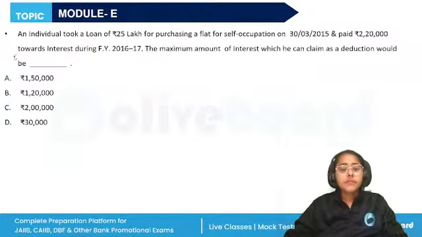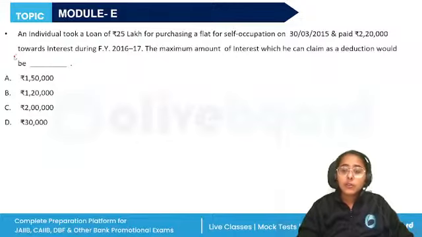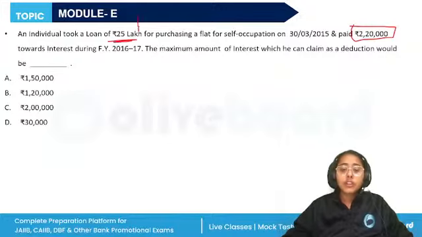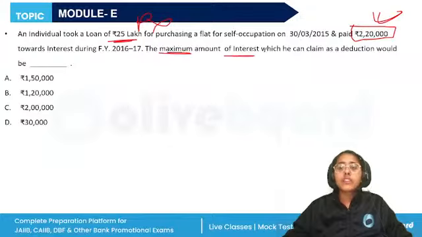All right. Next, we have housing finance and tax planning. So the question says an individual took a loan of 25 lakh for purchasing a flat for self occupation on 30th March 2015 and paid 2,20,000 towards interest during the financial year 2016-17. So this amount is only the interest that he has paid. Principal, we are not talking about the principal, just the interest. Then the maximum amount of interest which he can claim as a deduction would be.